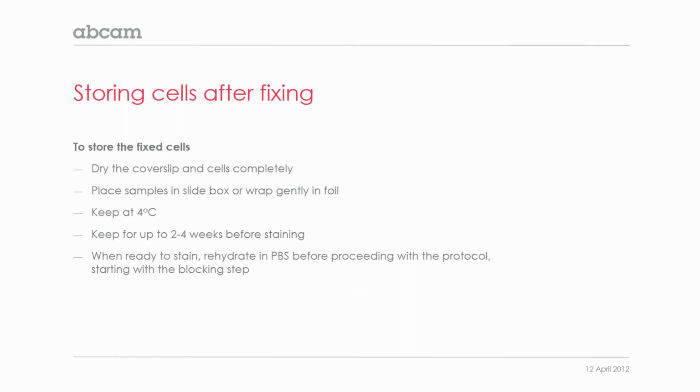Once you've fixed the cells, you may want to store them for a while before you continue with the staining. In order to do this, you would need to dry the cover slip and the cells completely, place them in a slide box or wrap them gently in foil so that they're protected from the light, keep them at 4 degrees. We would recommend to keep them up to 2 to 4 weeks, not really any longer than this, before the staining. And then when you're ready to stain, you can rehydrate the samples in PBS before proceeding with the protocol. And for that, you'd need to start with the blocking step.